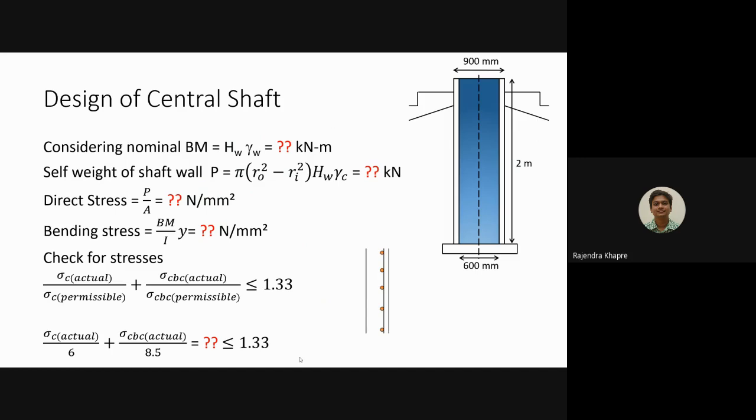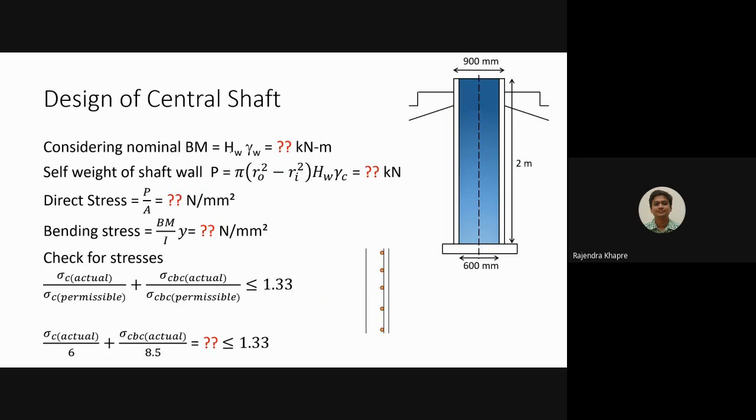Now coming to the bending moment. As such, bending moment will not be there in this particular central shaft. Why? Because it is fixed at the base, and at the top the structure is completely surrounded by the inclined wall. So as such there won't be any bending, because it is supported at the top as well as at the bottom. Since everything is almost fixed, we go for the nominal bending moment.